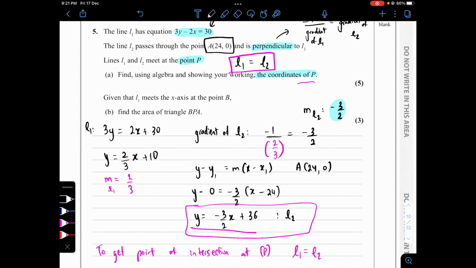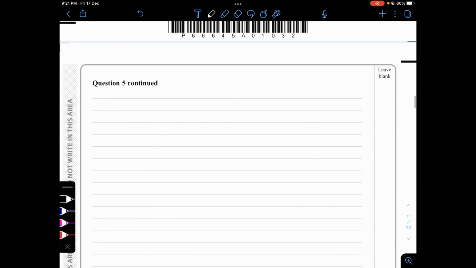Now let's take point B. Given that L1 meets the x-axis at point B, find the area of triangle BPA. So what do we do? We have part B here. We know that point B happens when L1 meets the x-axis, correct? So that's when we substitute y equals 0, right? Let's substitute this into the equation.